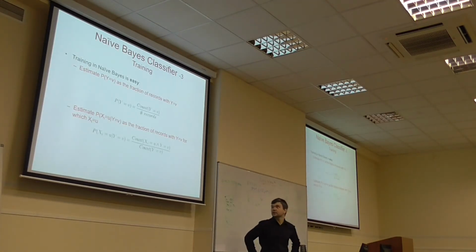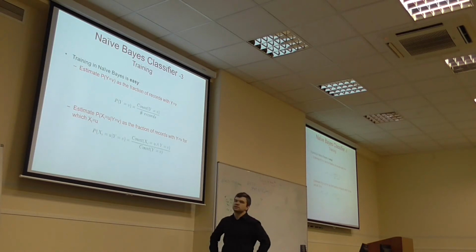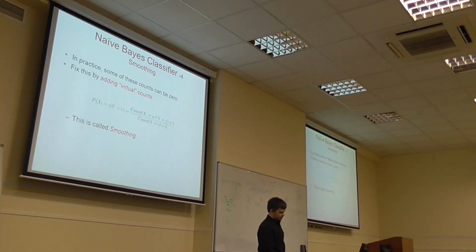And after that, the training is very easy. We estimate the probability of label, which will be the fraction of records where the label actually is this label, for example, 5. And also we need to estimate the probability of features given a label. It should be the fraction of records with this label for each feature. And that's the whole training. So that's why it's very fast. It's actually linear.